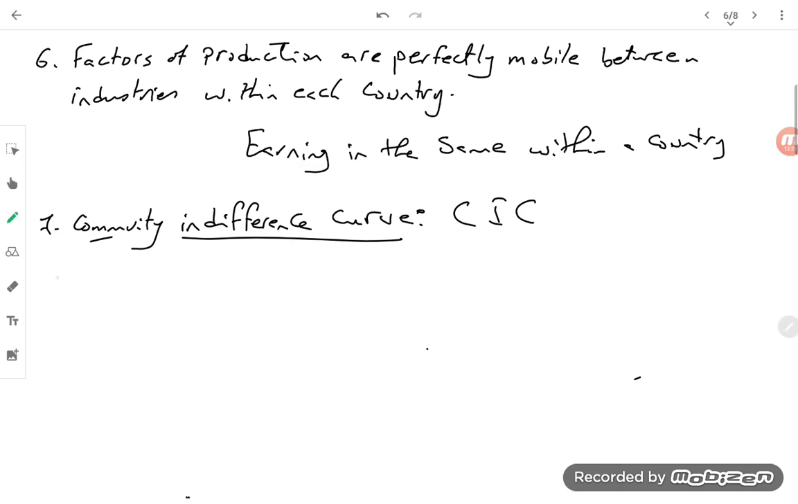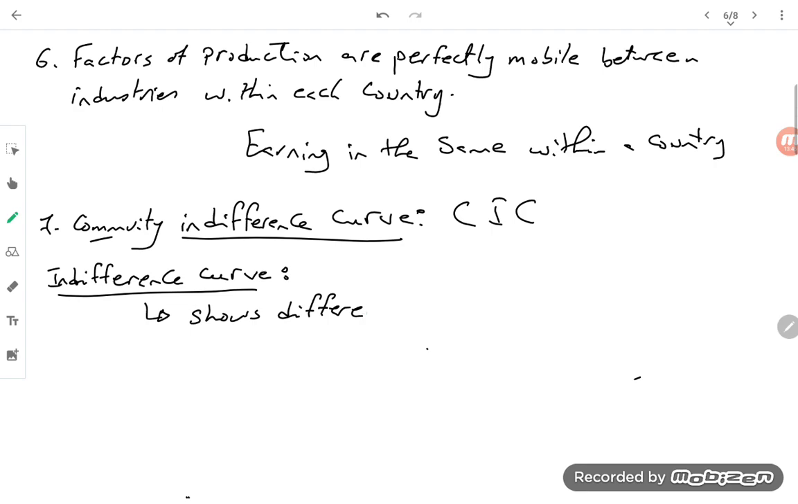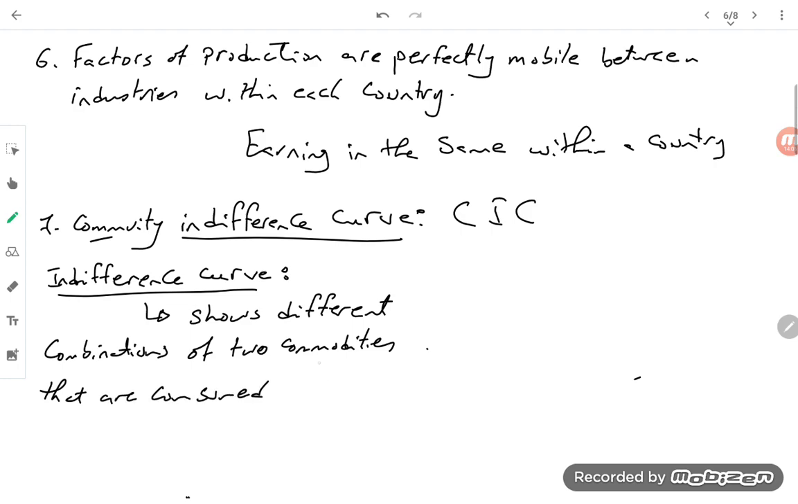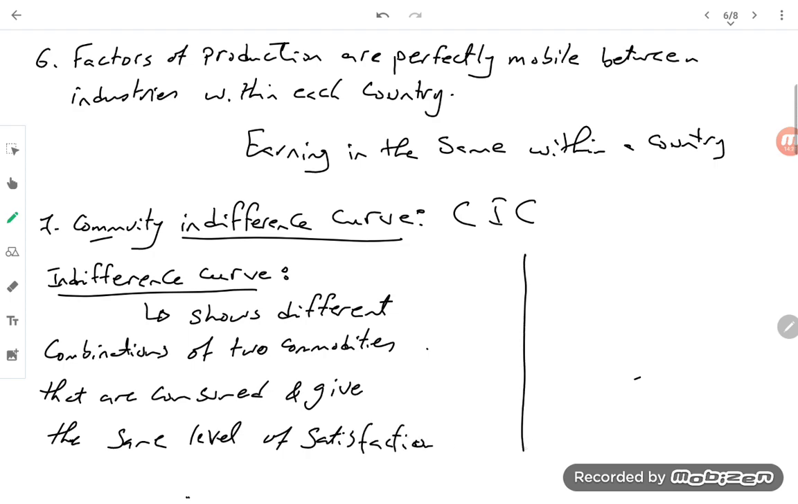What's meant by indifference curve? Indifference curve shows different combinations of two commodities that are consumed and they give the same level of satisfaction. This is the indifference curve.